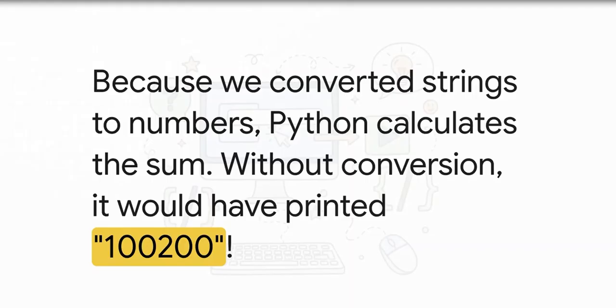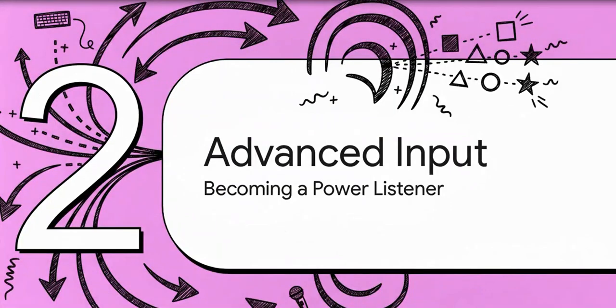And boom, here's the result. Because we did that conversion, Python knows we're dealing with numbers and correctly gives us 300. I mean, think about it. If we'd skipped that int step, Python would have just smushed the two strings together and printed 100, 200. Big difference.